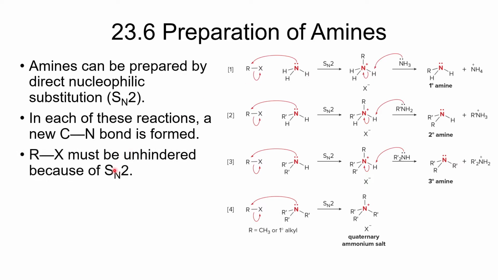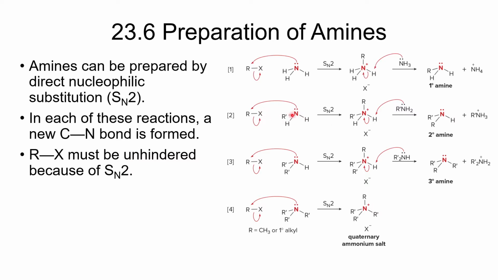Because this is an SN2 reaction, we're going to need a pretty much sterically unhindered carbon. So we're going to be limited to methyl halides and primary alkyl halides. If you try it with a secondary halide, you probably are going to have some trouble. SN2, keep that in mind when we're doing it.